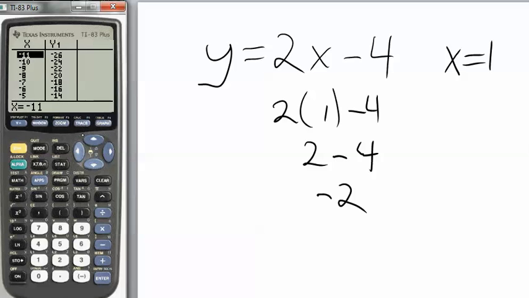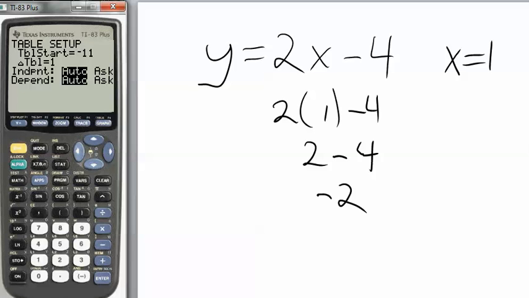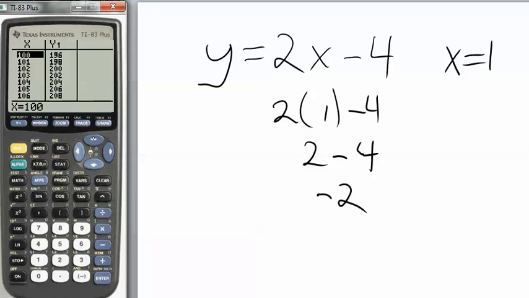If we want to change that, we can do two different things. We can go into table set. We're going to change how the table is set. So second, table set. A couple of things we can do here. One, we can change where the table is starting. For example, if we wanted to see 100, rather than scrolling all the way down, we could go into table set and tell the table to start at 100, go back to the table, and it will have started at 100.